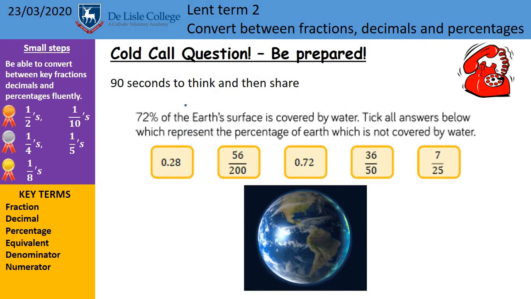We can now look at some problem solving questions. The question says 72% of the Earth's surface is covered by water. Tick all answers below which represent the percentage of Earth which is not covered by water. That means if 72% is water, 100 take away 72 is 28, so 28% isn't. Therefore we know that 0.28 does represent that 28%. We know that 28 over 100 is equivalent to 56 over 200, so that is also representative of 28%. 0.72 does not represent 28%, and neither does 36 over 100, which will be equivalent to 72 out of 100. We know that 7 over 25, if we times the numerator and the denominator by 4, we get 28 over 100, and it is therefore equivalent to 28%.